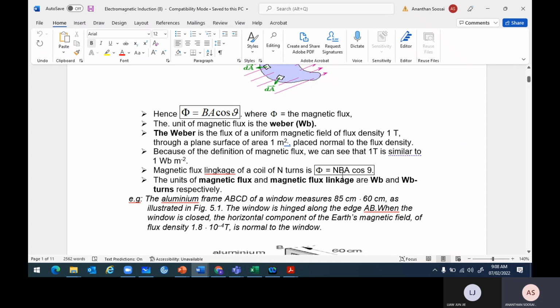Then we talk about something called magnetic flux linkage. Magnetic flux linkage just multiplies by N. NBA cos theta is called magnetic flux linkage. You have one wire, one round, the flux is very little, but if you have 10 turns of wire, the total flux becomes 10 times. Okay.